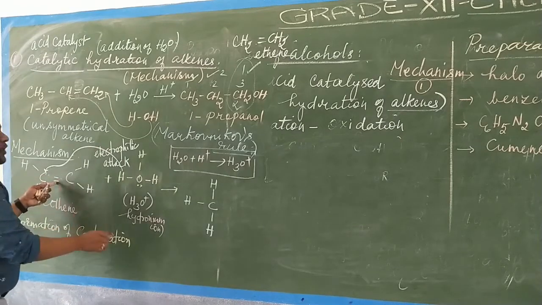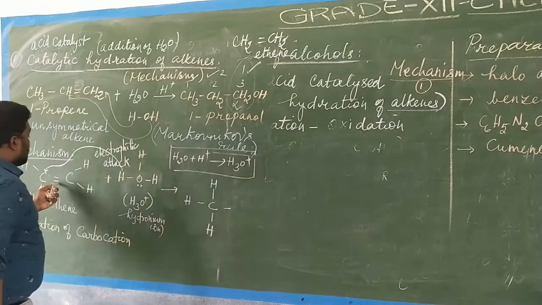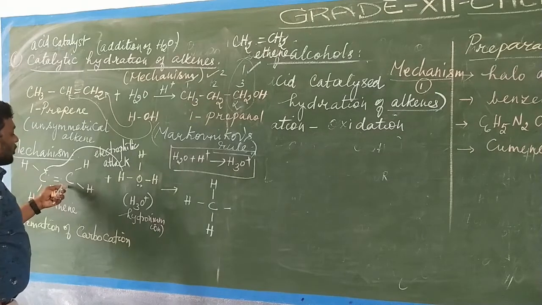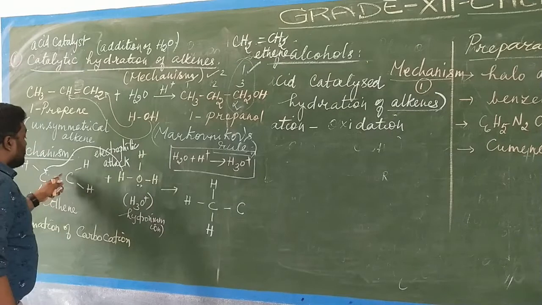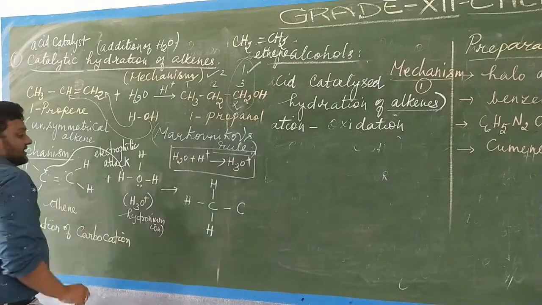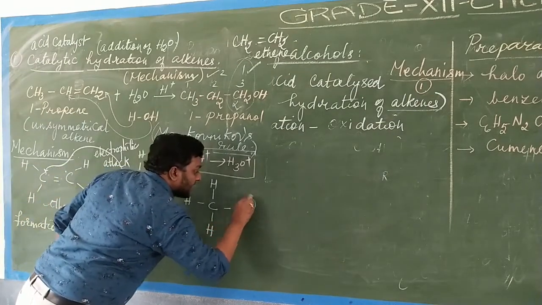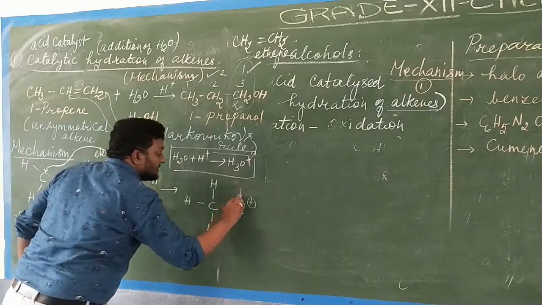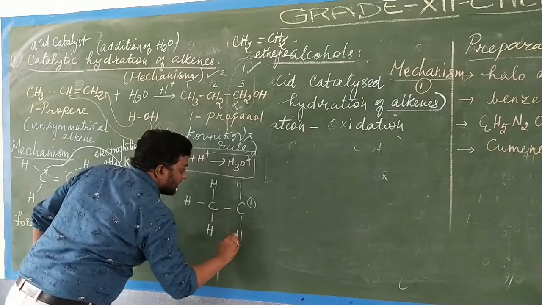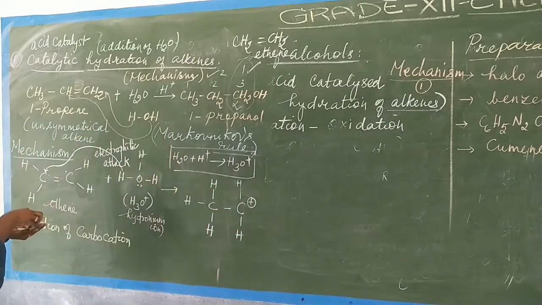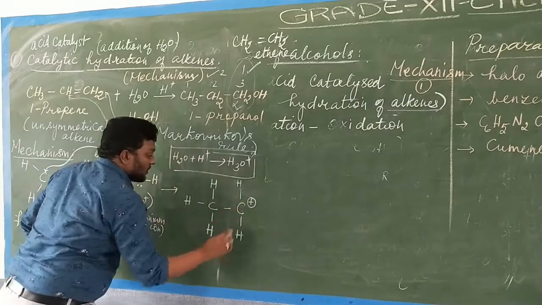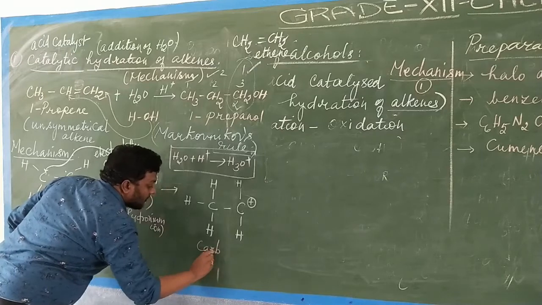This double bond will automatically be broken down, so polarization. The next carbon has one electron, a free radical, which I am taking as plus, along with this hydrogen and this hydrogen. So now this carbon is called a carbocation.